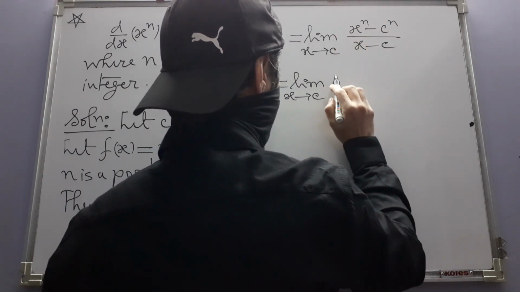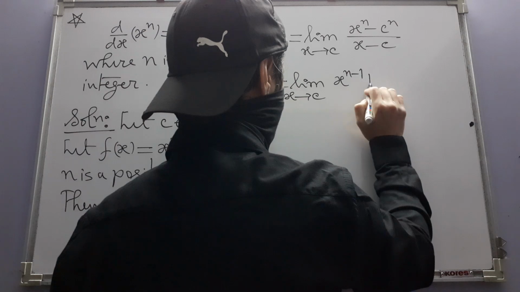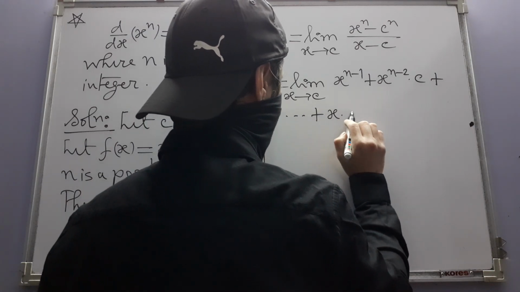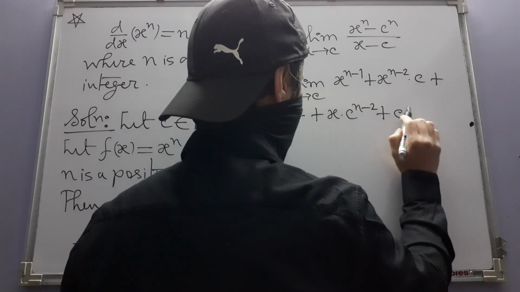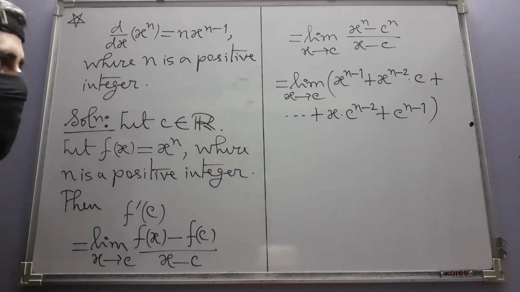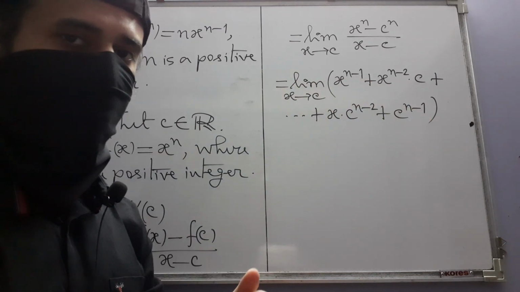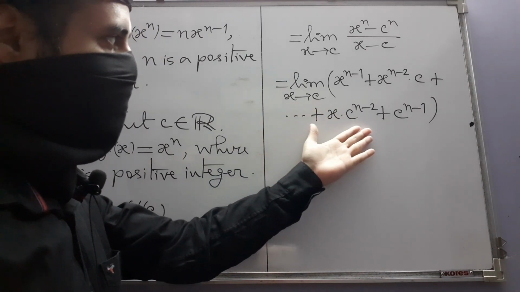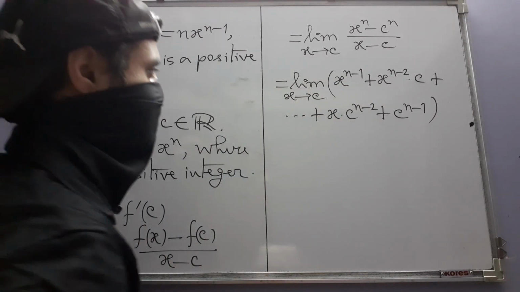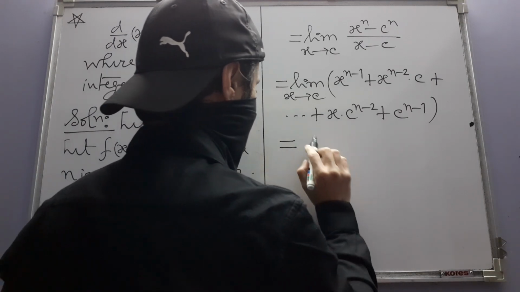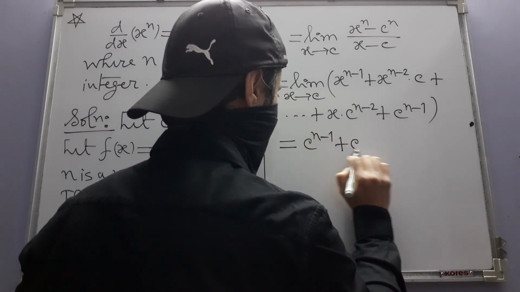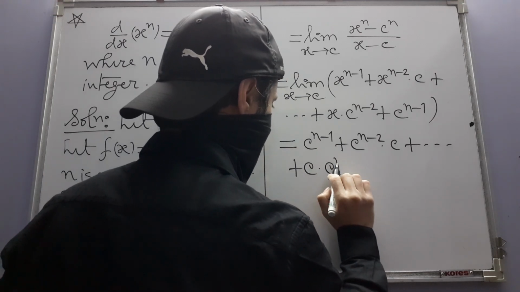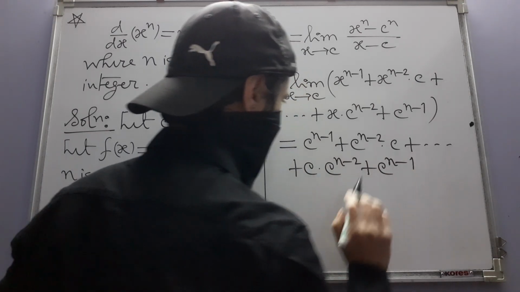The function, this entire thing looks like this, plus x to the power n minus 2 times c, and so on, x times c to the power n minus 2 plus c to the power n minus 1. Note that this is a polynomial in x. And we already know that since any polynomial is continuous, such a limit can be evaluated by simply substituting c for x, again by a previous theorem. c times c to the power n minus 2 plus c to the power n minus 1.